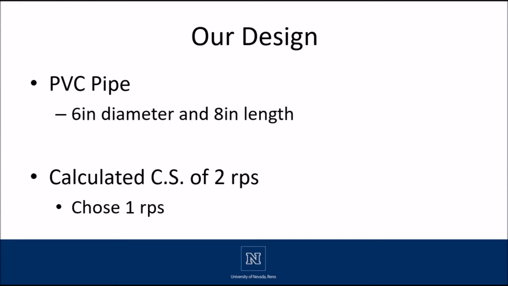Now, for our design, we used a PVC pipe which is 6 inches in diameter and 8 inches in length. Our calculated critical speed was 2 rotations per second. We chose 1 rotation per second, which should be roughly 50% of the critical speed. And we chose that so there's crushing and our ball mill would stay intact and not take too much damage. I will now be passing it off to Nate, who will be talking more about our design of the ball mill.